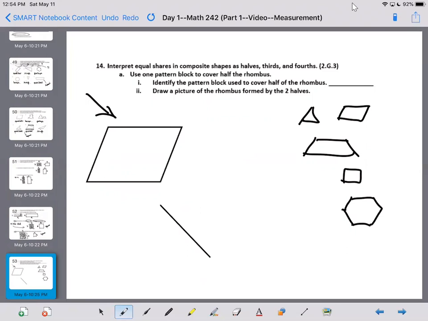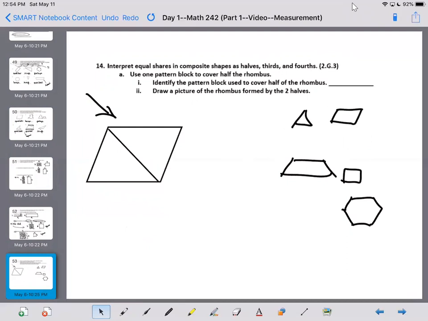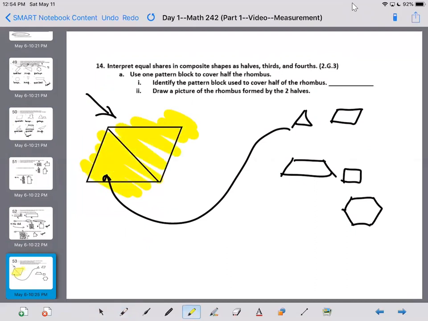So identify the pattern block that's used to cover half of the rhombus. Well, if you think about half of that rhombus, if I use this line here to represent that, half of that rhombus would be a triangle. So the pattern block used to cover half of that would be your triangle. And here's what the rhombus would look like after it has the 2 halves.